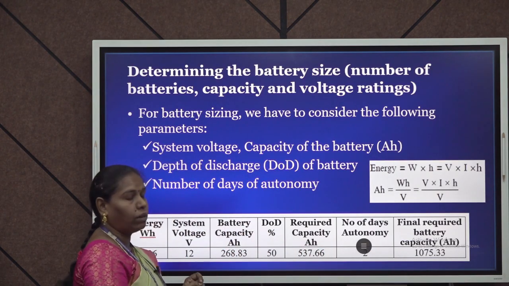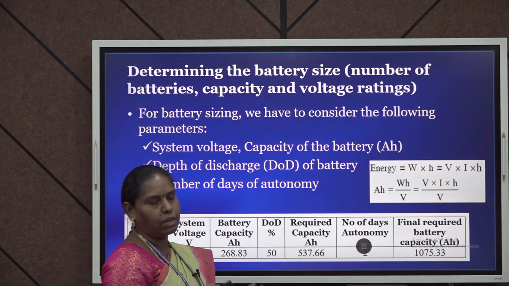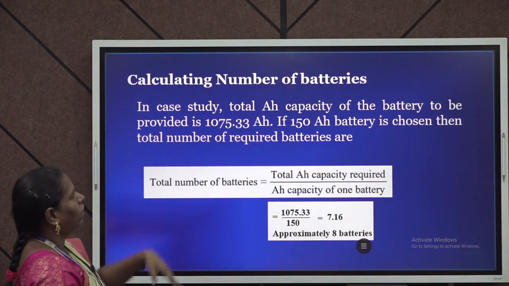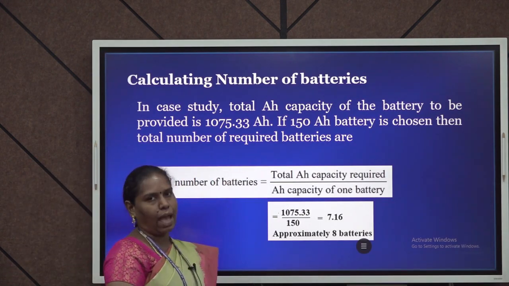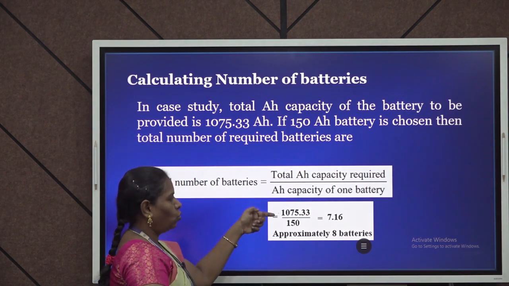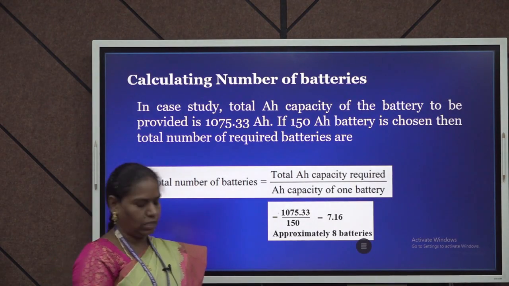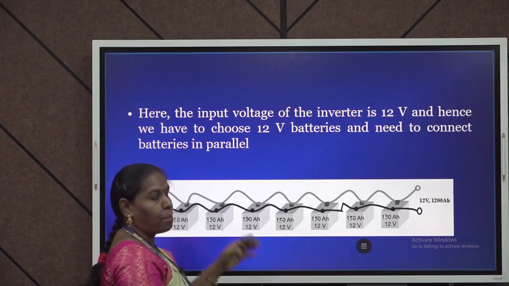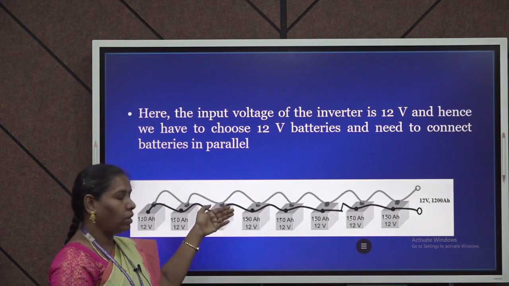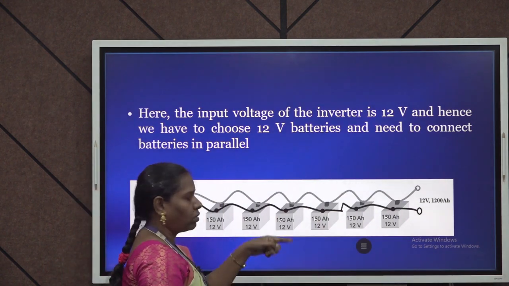So this is the final energy required, but in the market this kind of value is not available as a battery. So we have to consider the batteries available in the market. We can choose a 150 amp hour battery, so total capacity required divided by the capacity of one battery gives 7.16. So we round up to approximately 8 batteries, and these batteries are connected in parallel, since the system voltage is 12 volt, the battery voltage is 12 volt and the inverter voltage is 12 volt. To keep the same voltage, we have to connect the batteries in parallel.